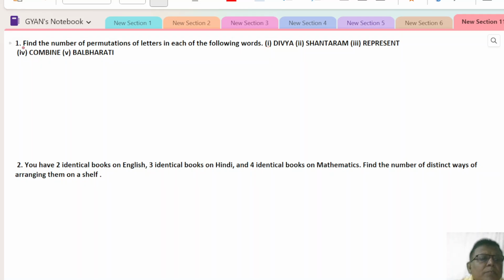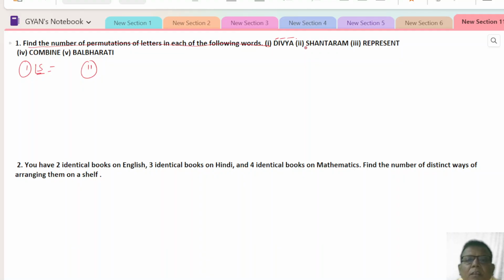Now we'll be solving a few more questions. Find the number of permutations of the letters of each of the following words. First, DIVYA. All letters are different, so that is very easy. 5 letters, so factorial 5. Factorial 5 is 120.